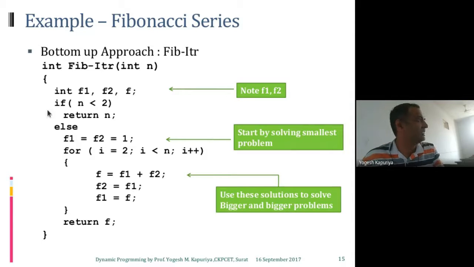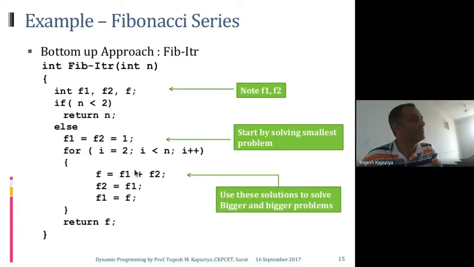Otherwise, if it is greater than 1, then what are you doing? Remember, what is the third Fibonacci number? Third number: 0, 1, 1. What is the second? 1. Right? So basically f1 and f2 are equal to 1, because we are interested in computing the last two. What are the last two for computing 2? It is 1 and 1. So we are initializing with that.